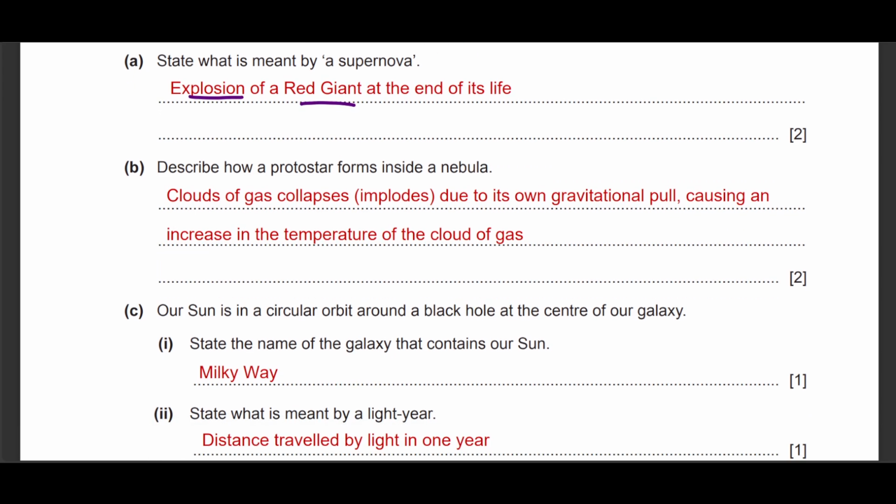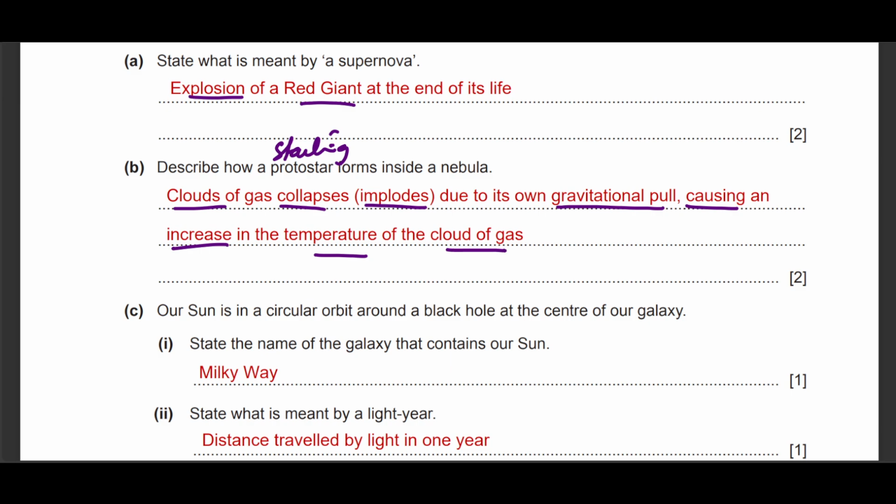Describe how a protostar is formed. Again, this is the starting point of the formation of a star. So how does it become a star? What is the initial stage of becoming a star? A cloud of dust or gas collapses or implodes on its own mass due to its own gravitational pull. The gravity is so strong that it pulls everything together, causing an increase in temperature in the cloud of gas, right? So this is called a protostar.